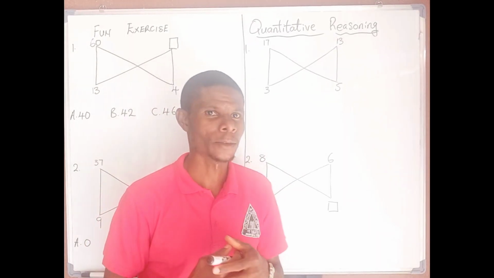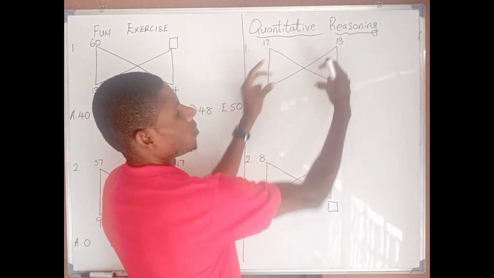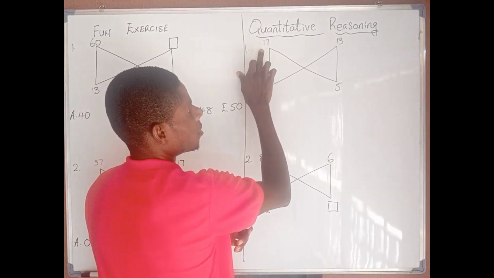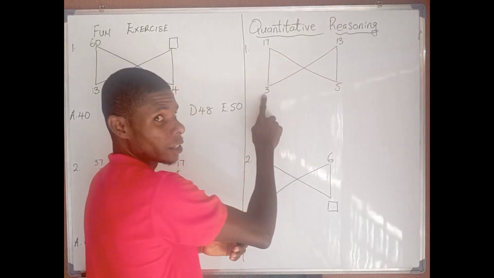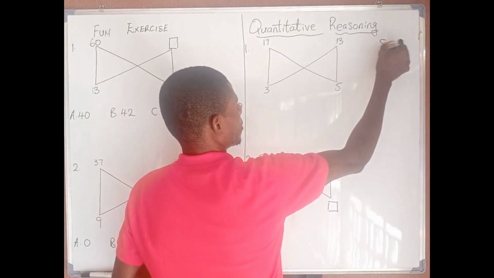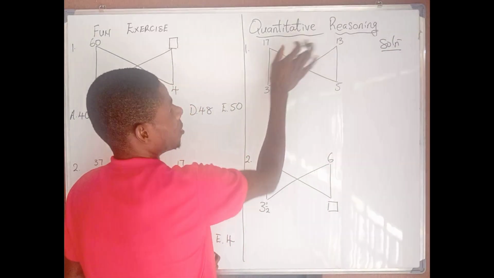So on the board, let's see what we have today. All right, we have two fixed triangles. The upper figure has 17 and 13, and here is 3 and 5. Okay, let's go to the solution. It's easy. Let's start with the upper figure.